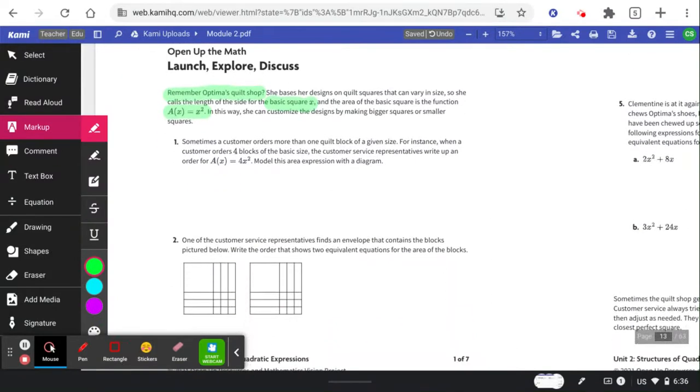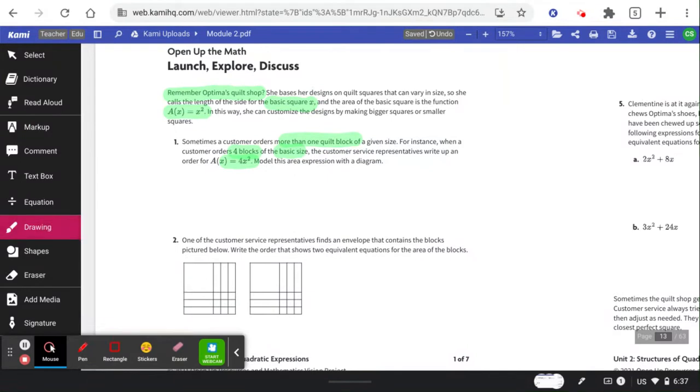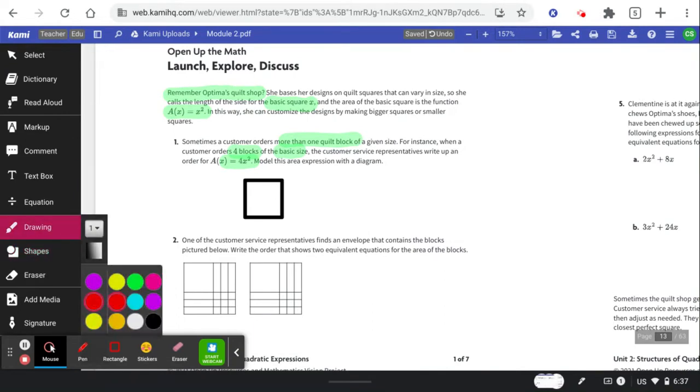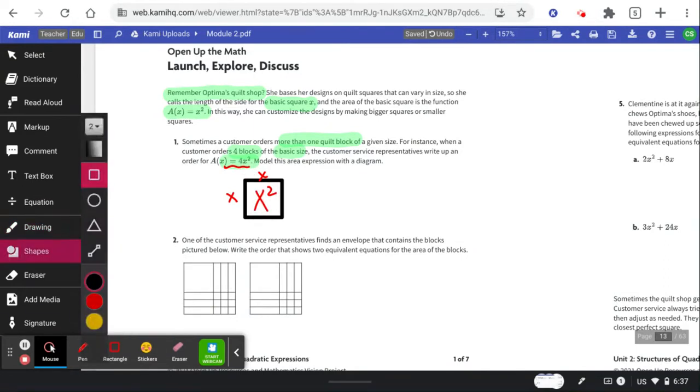So sometimes a customer orders more than one quilt block of a given size. For instance, when a customer orders 4 blocks of the same basic size, the customer service representative writes up the order for 4x squared. Model this expression with a diagram. So picture drawing, see if I can get a quick square here. The basic square of x by x, but they want 4x squareds. So we're going to draw 4 of those.